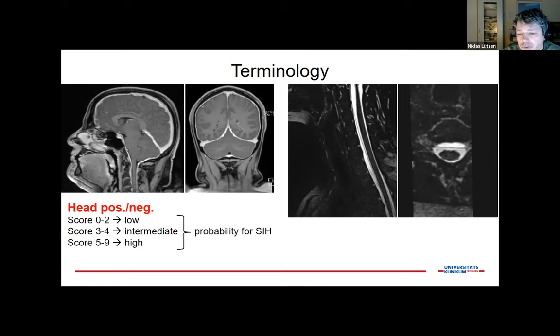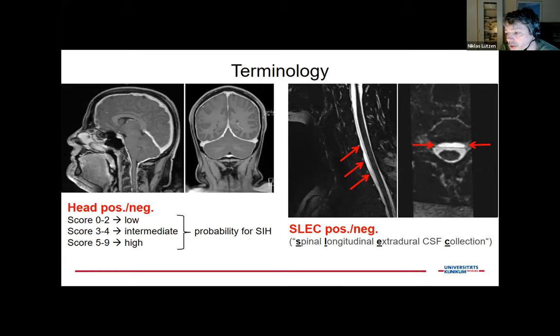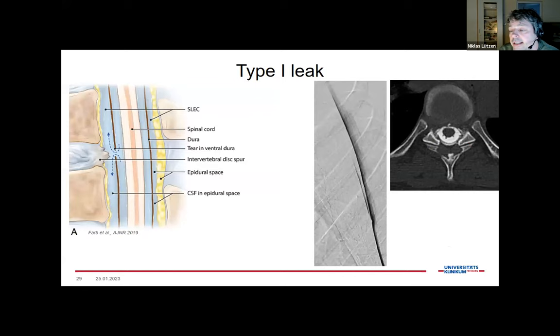Use the SIH score, and if you have five or more points, this patient has a high probability for SIH, and we then call this patient head positive for SIH. If this patient has a so-called spinal longitudinal extradural CSF collection at the level of the spine, we say this patient is SLEC positive. Type 1 leak is the most common leak, and it accounts for, I think, 50 or 60% of SIH patients.